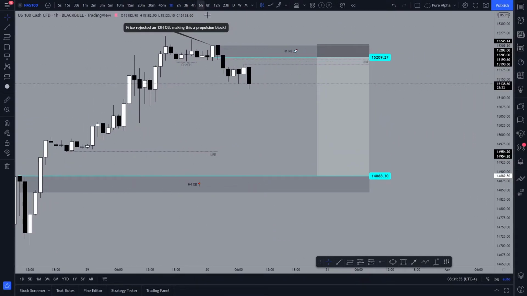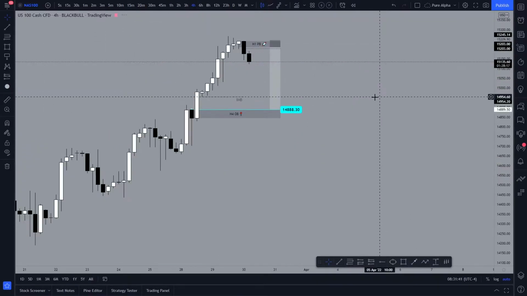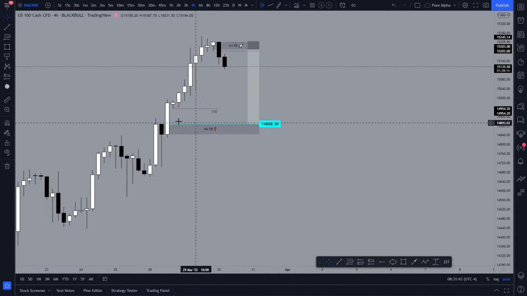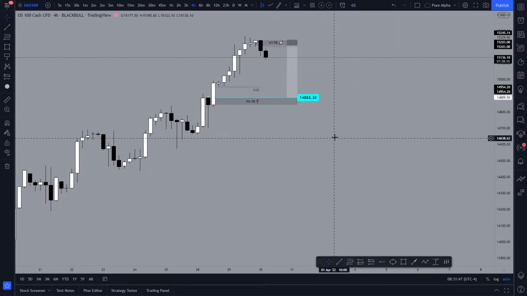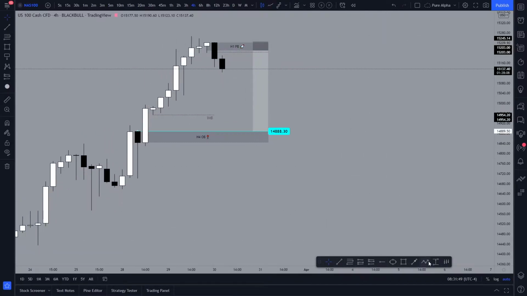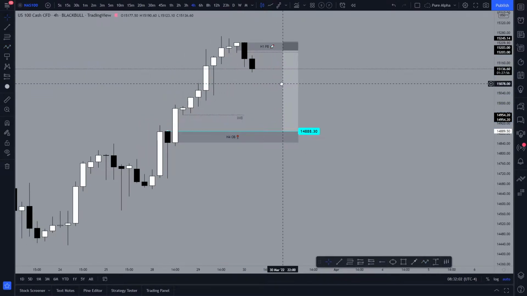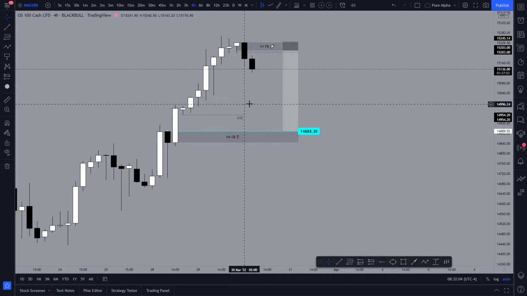So price came in, rejected the order block, left behind a propulsion block. So I have a limit order set over here, TP over here, which is just a H4 order block down here. Now yes, price can go a lot lower, but this is just going to be a TP, because regardless I do expect price to have some sort of reaction off of here, and it's not worth risking all of my profits to potentially get a steep retracement all the way back towards my entry. So it wouldn't be worth it anymore.